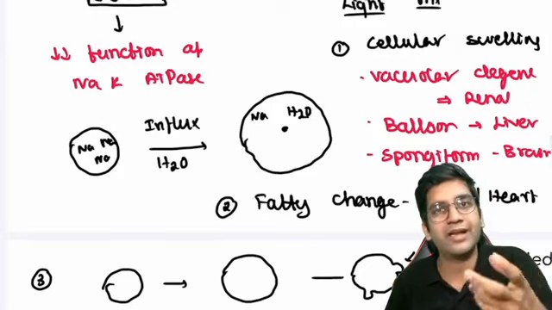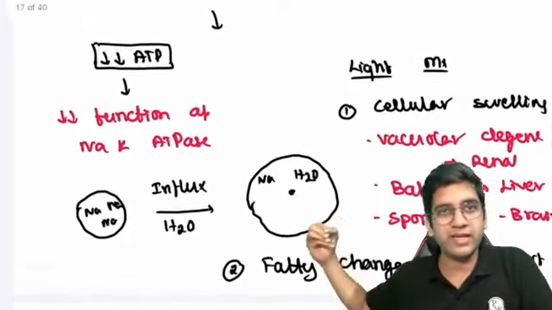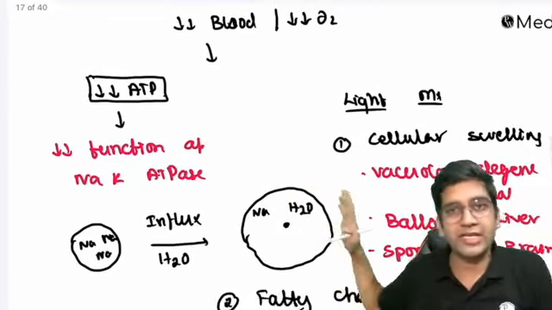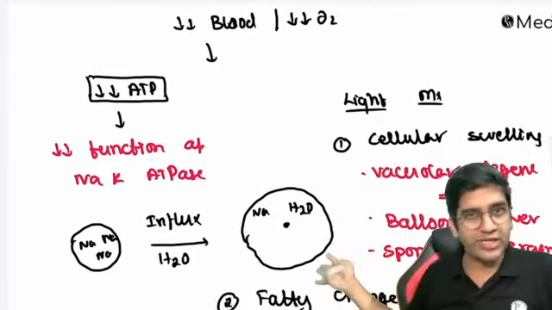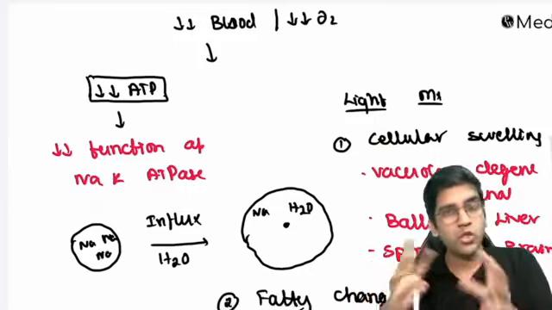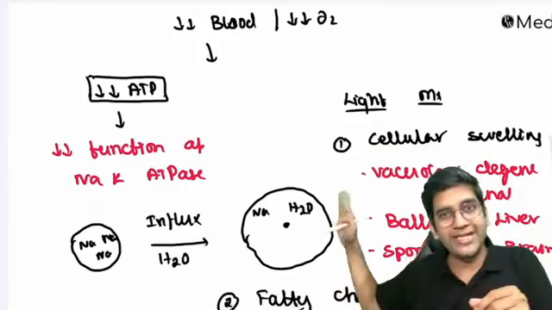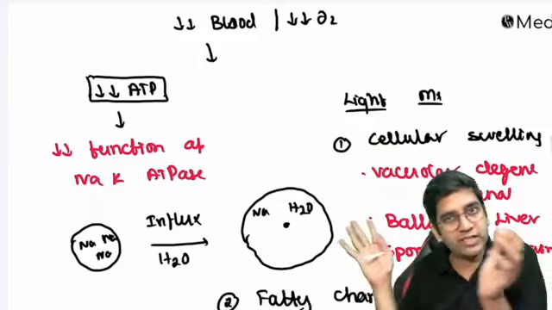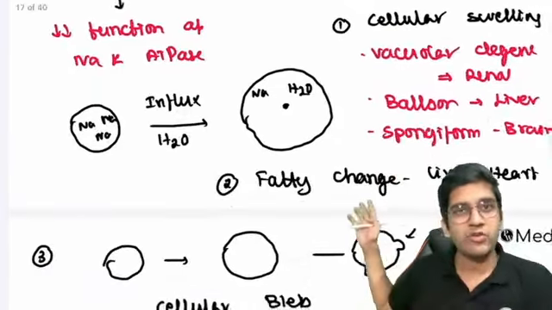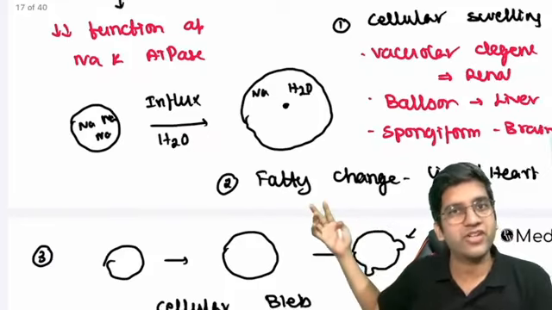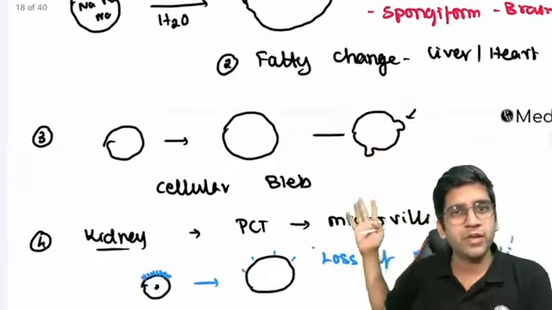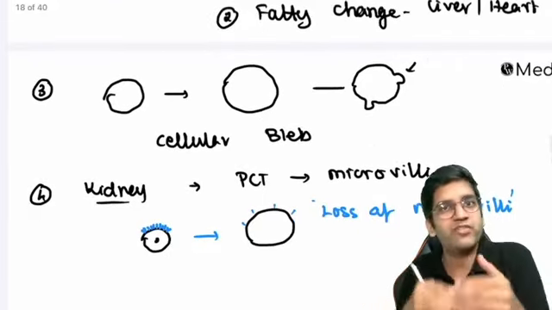I'm giving blood supply again. When I give blood supply again, the ATP will be produced again. When the ATP is produced again, can I say all these changes will come back to normal? I have a good amount of ATP. The sodium potassium ATPase works properly. It will kick out all the water. Will the cell shrink again? It will. Hepatocytes will start functioning. When the cell shrinks, blebs will disappear. When the cell shrinks again, microvilli will regenerate.